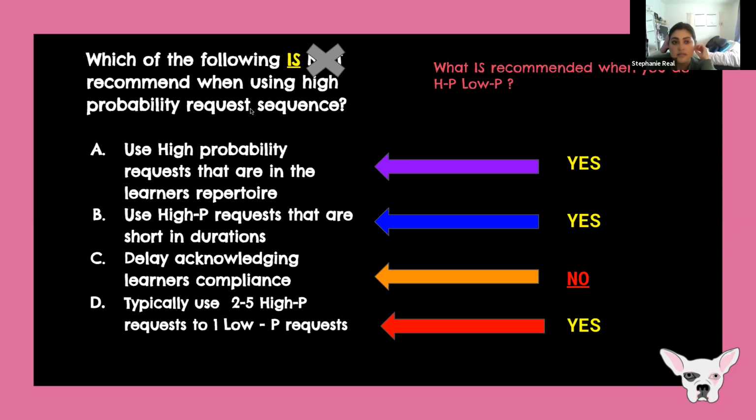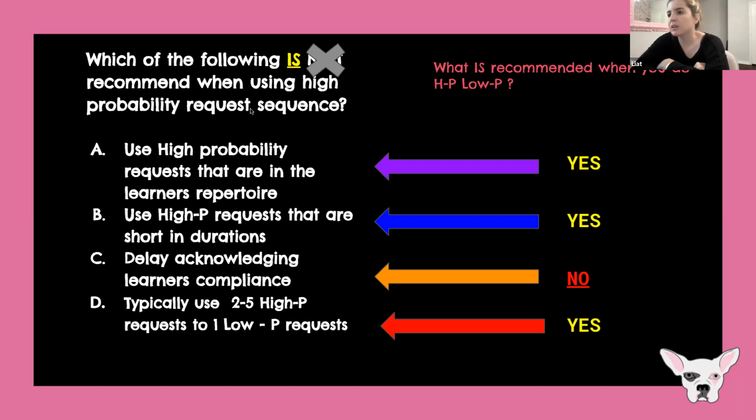Would that also be considered behavior momentum? That's what happens when you implement a high probability request sequence. You're using it to build behavior momentum. They're different. Now, use high P requests that are shorter in duration. Yes. You want quick and easy, like let's get these done to get to the point. And that's what builds that momentum.